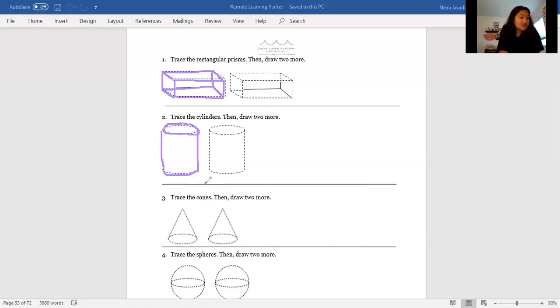Cool. Now let's trace the cones together. To trace the cone, what I'm going to do first is trace the triangular part first. So up, then down, and then do the bottom part.